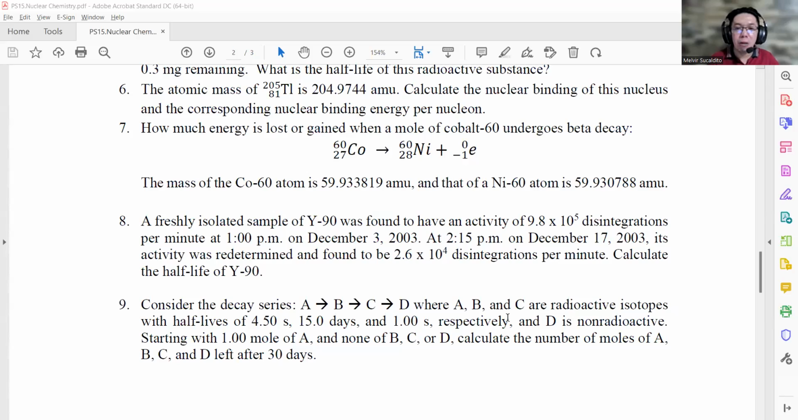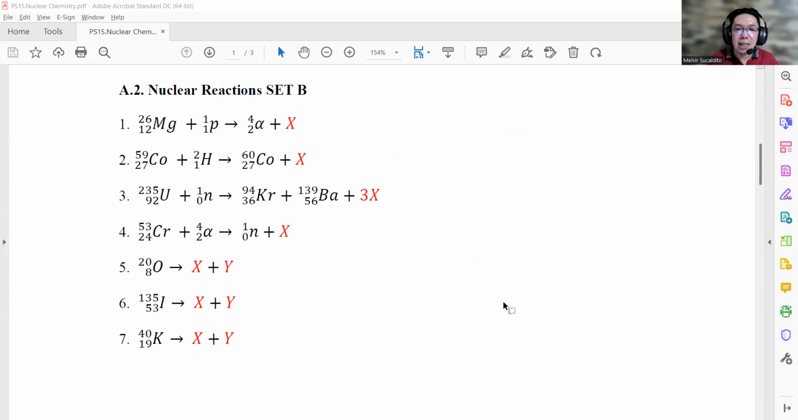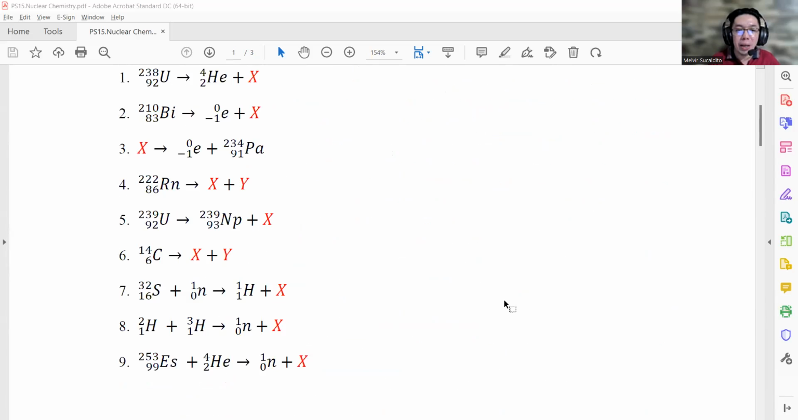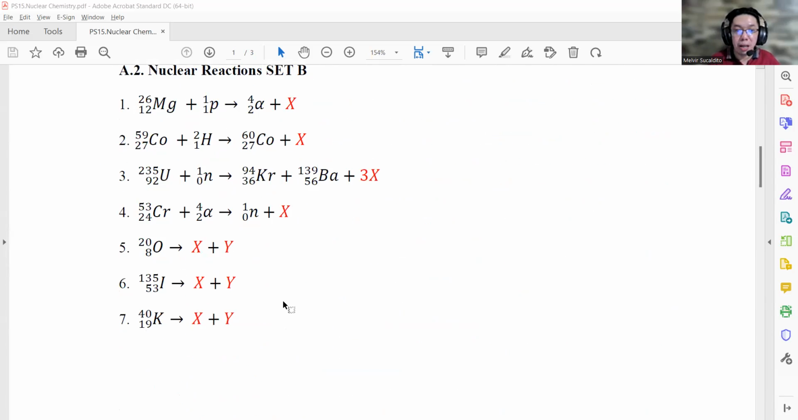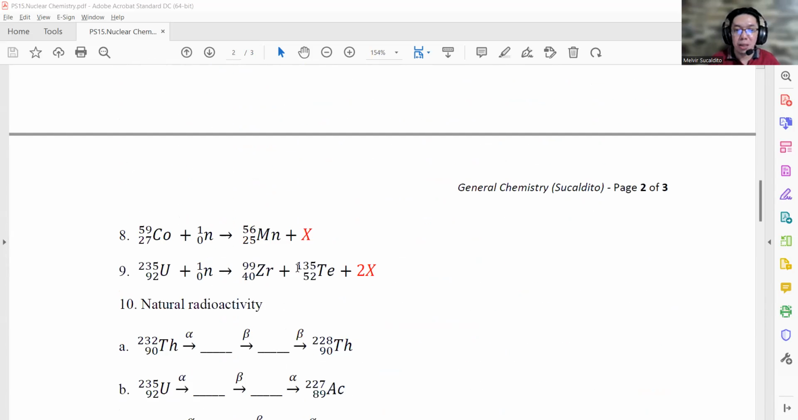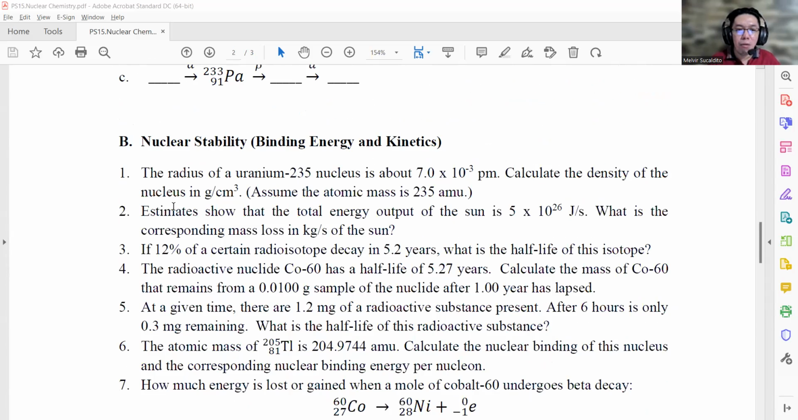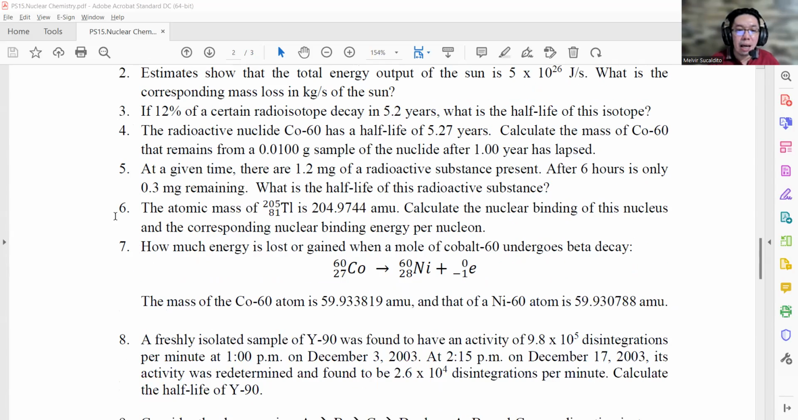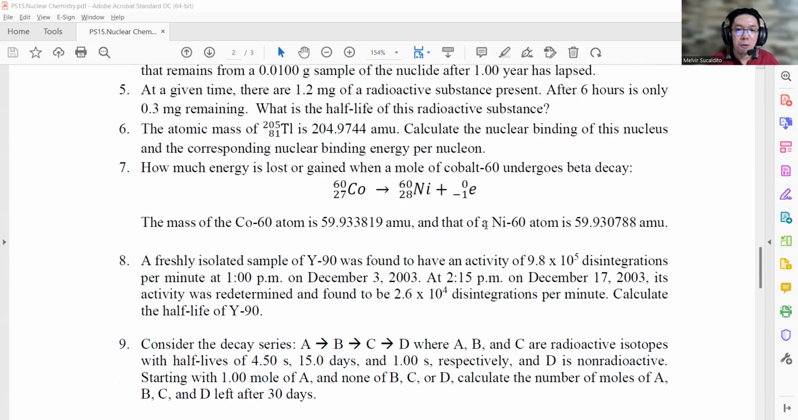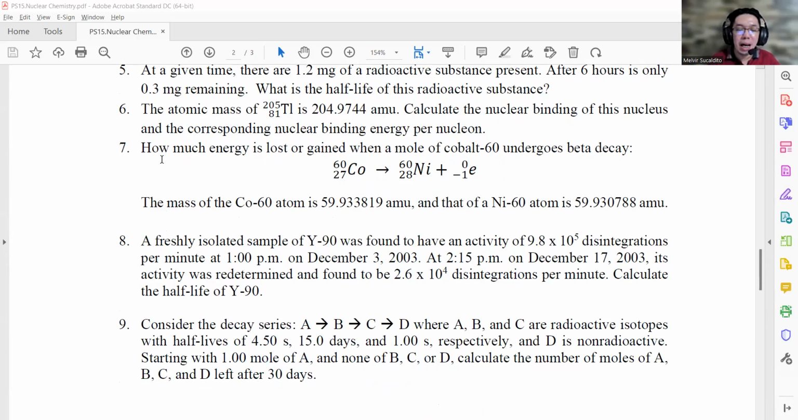Last meeting, we had set A, or part 1, balancing nuclear reactions and predicting their mode of decays. That was fairly easy. Then we proceeded with nuclear stability, binding energy, and kinetics. We ended at number 6, so we'll now continue with number 7. How much energy is lost or gained?